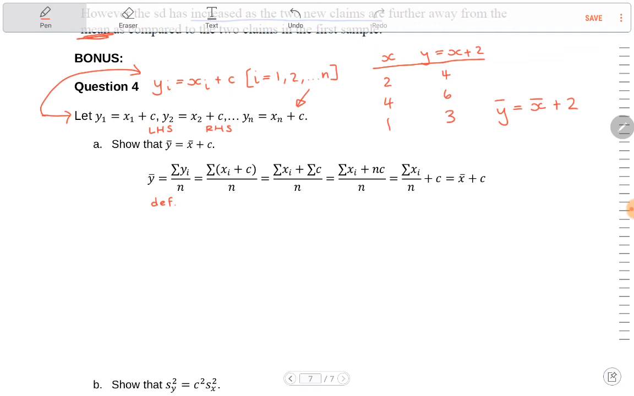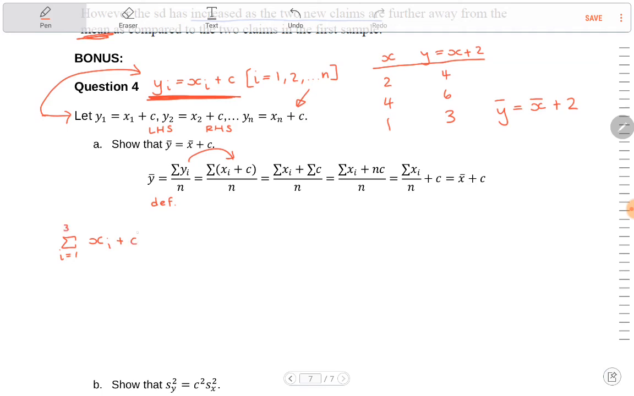Now in place of yi, we substitute xi plus c. This is where you need to know your rules for summation. Just to give you an example, if you have the sum of xi plus c, with i equal to 1 up to 3, I'm going to break it up.